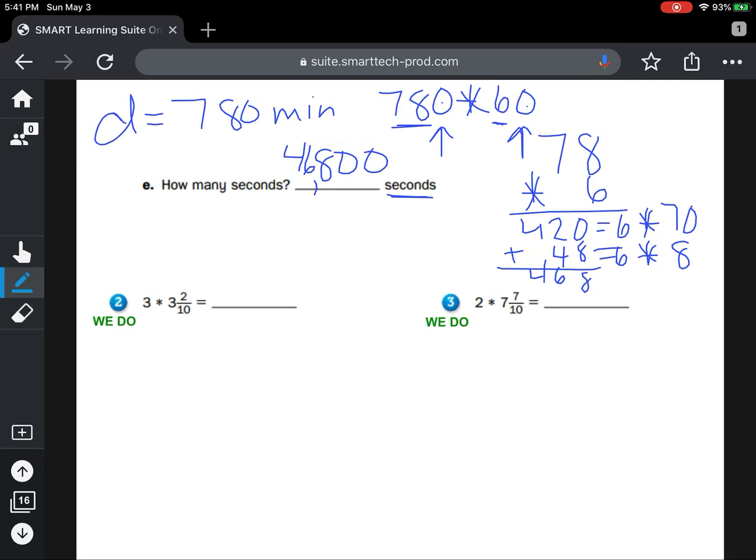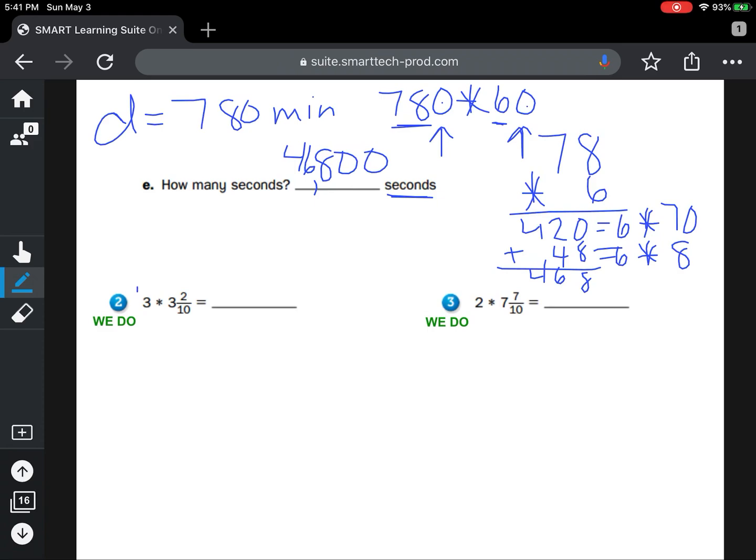Now for number 2 and number 3, we're going to do these together. I'm going to get them set up for you, then you're going to solve them, then you'll come back and check your work with me. So for number 2, we have to multiply 3 times 3 and 2/10.